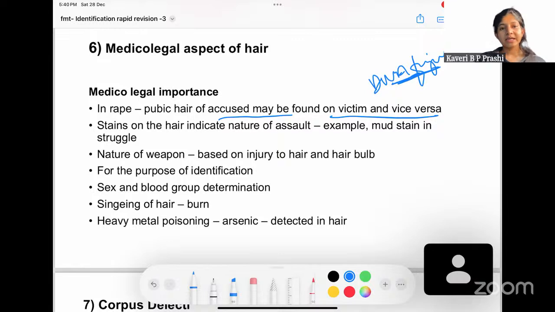Stains on the hair indicate the nature of assault. Example, mud stain in a struggle. So the hair can get dirty because of certain substances that are there at the scene of crime, and that way we are able to identify the scene of crime.